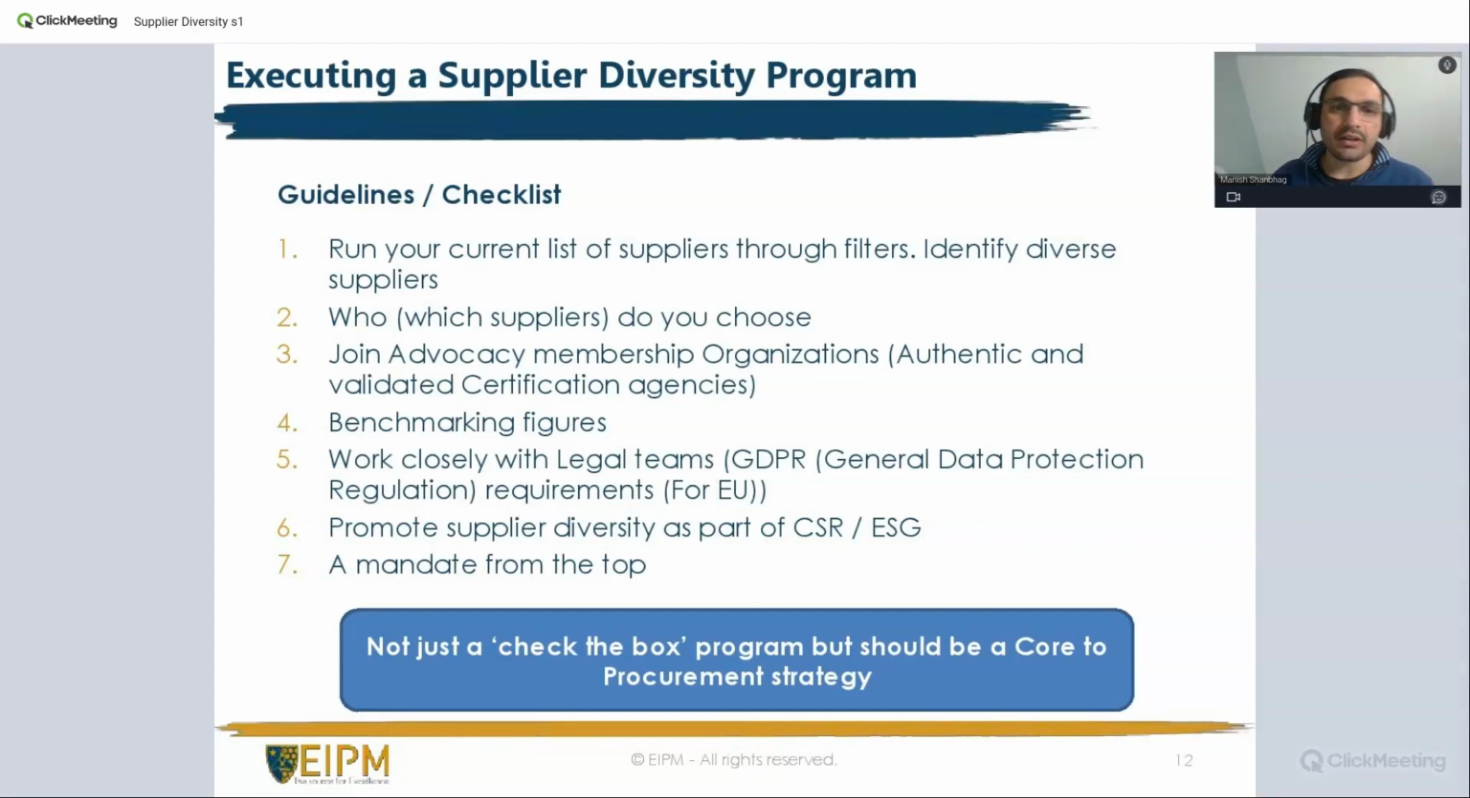And of course, promote supplier diversity as a part of your CSR initiatives, or ESG. It is important that you have a mandate from the top. These are the prerequisites, effectively, that once I set this up, I am ready. It's like a foundation. I'm ready to launch my supplier diversity program in various ways, and I can give you some practical approaches that I've mentioned later on. But initially, these are some of the real basic elements that I need to make sure are covered in order to launch.